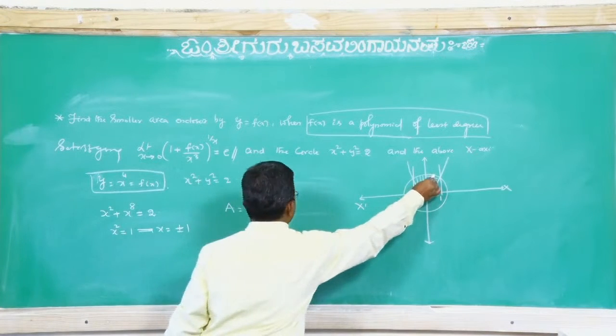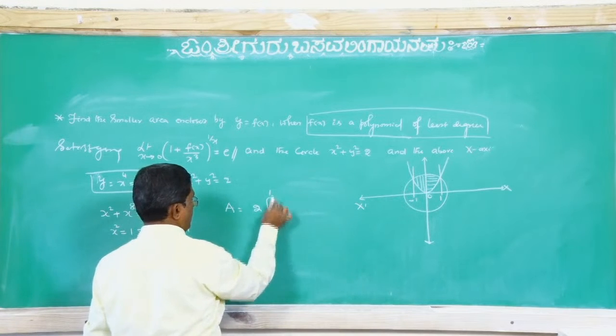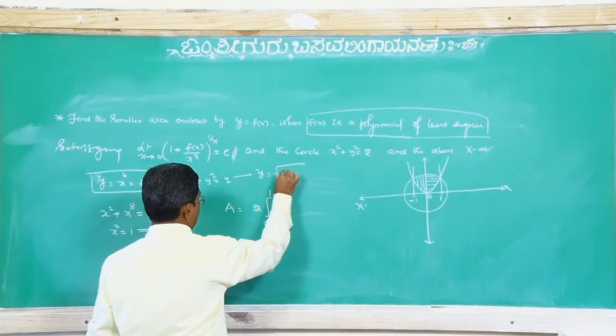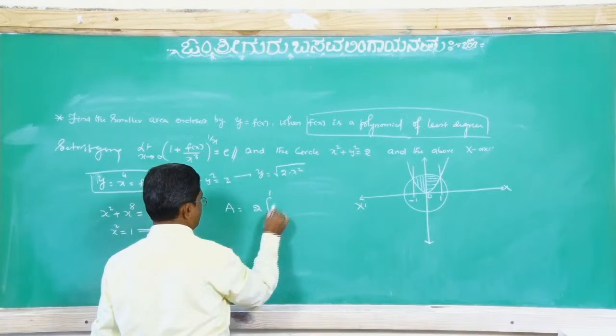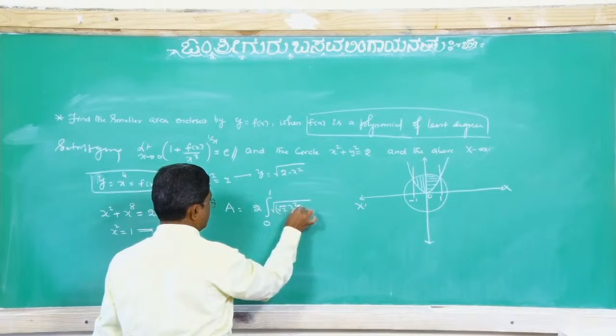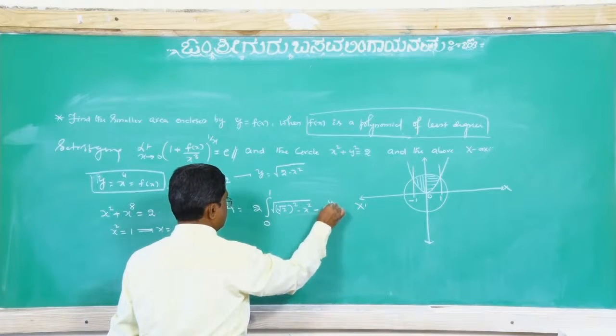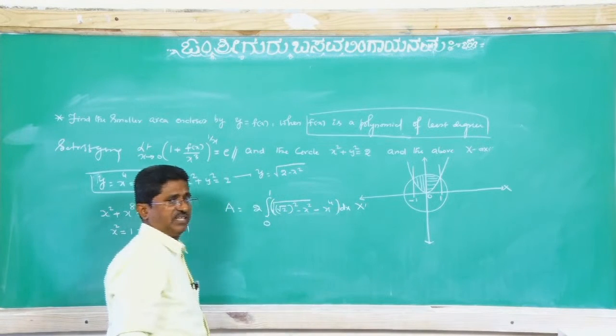The upper curve means the circle. x square plus y square equal to 2. From here, y is equal to root of 2 minus x square, square root of 2 means root 2 whole square minus x square, minus the lower portion of the area, x power 4, dx. Just integrate, we get the required solution.